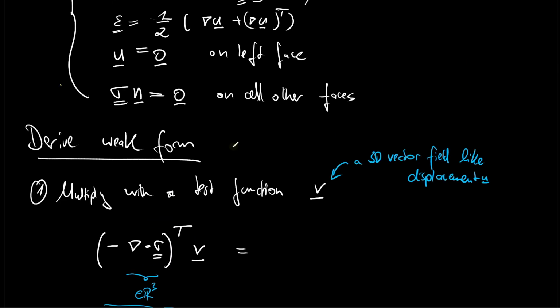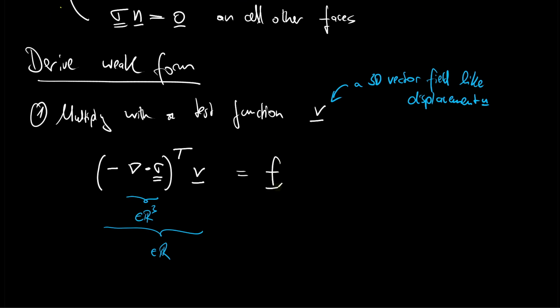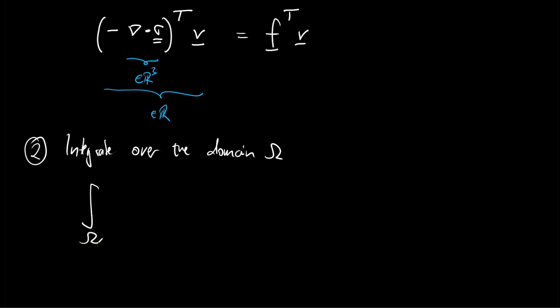So that's for the left-hand side. And for the right-hand side, let's look at it. So here we just have our body force f. And of course, here we also need the contraction down to a scalar. So we have f transpose v. That is the first step. Let's go to the second, which is to integrate over the domain omega. And the domain, of course, that was our cantilever beam. And so we get an integral over omega.